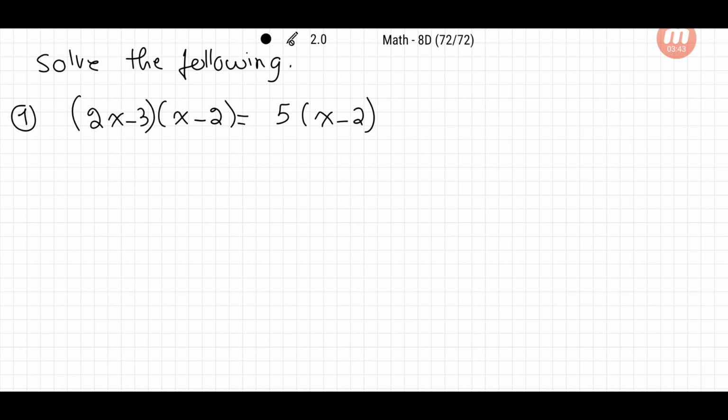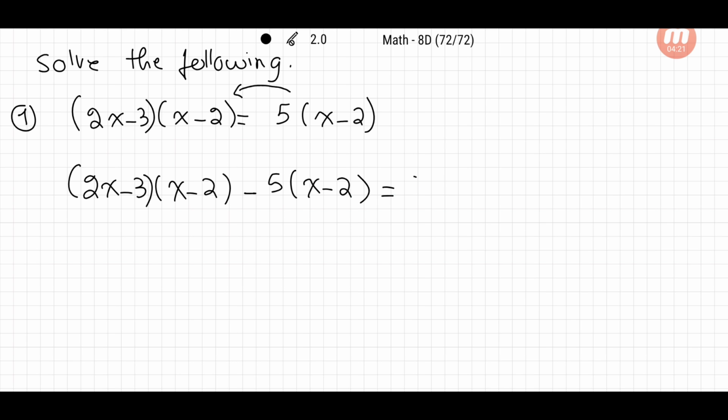Now in today's lesson I'm going to solve some exercises as a practice. Number 1, solve the following: (2x minus 3)(x minus 2) equals (5x minus 2)(x minus 2). Now I don't know how to solve this equation. I only know how to solve an equation that is equal to 0. So I take everything to one side and equal to 0, meaning (2x minus 3)(x minus 2), and I take (5x minus 2)(x minus 2) to this side. It becomes minus (5x minus 2)(x minus 2) equal to 0.